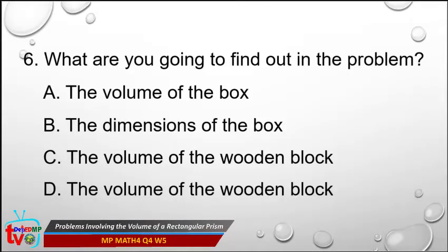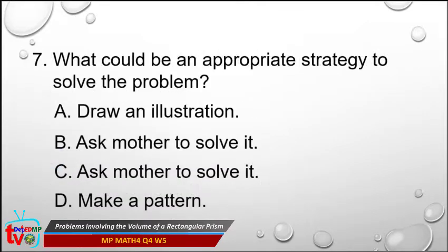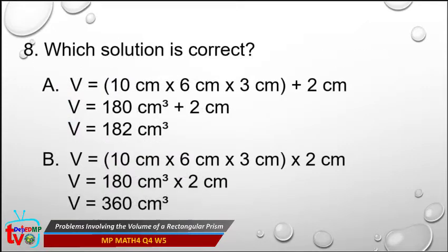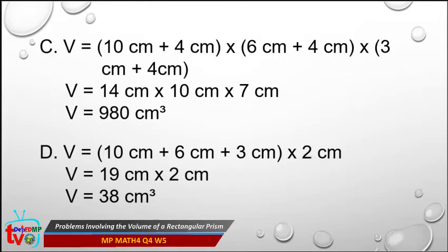Let's see your answers again. Check your paper, then write your score. Here are the answers to the questions. Number 6, the answer is letter C, the volume of the wooden block. For number 7, an appropriate strategy could be to draw an illustration, letter A. For number 8, the solution is letter C. Very good.